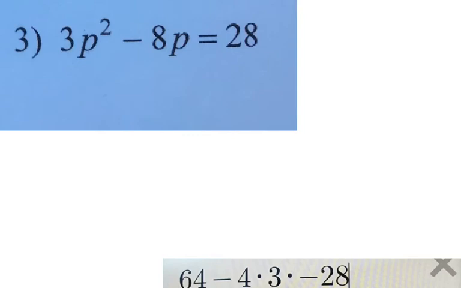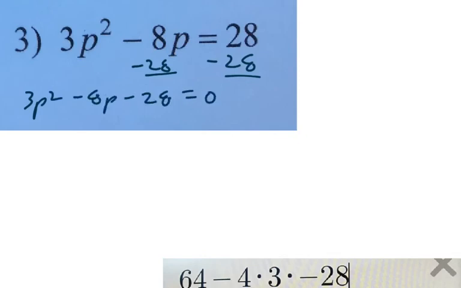What's wrong with this problem, guys? We got to get it equal to 0, right? So I'm going to minus 28 both sides. I got 3p squared minus 8p minus 28 equal to 0. I now know my a is 3, my b is negative 8, my c is negative 28.